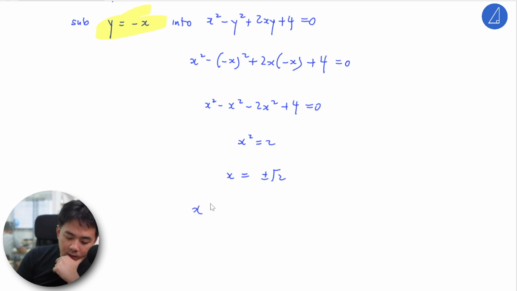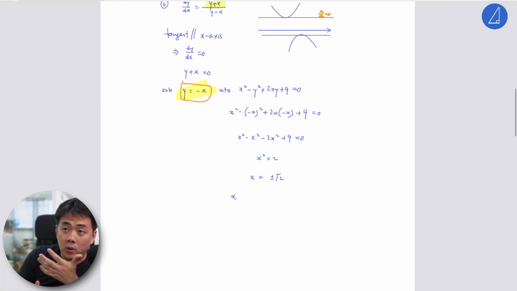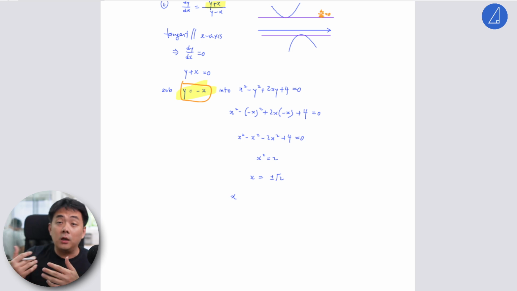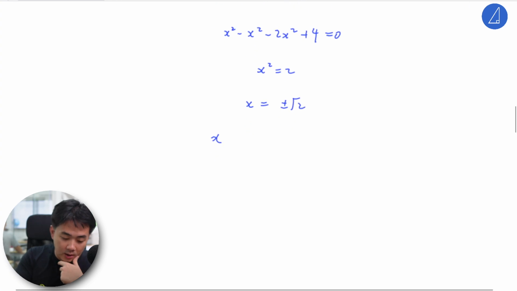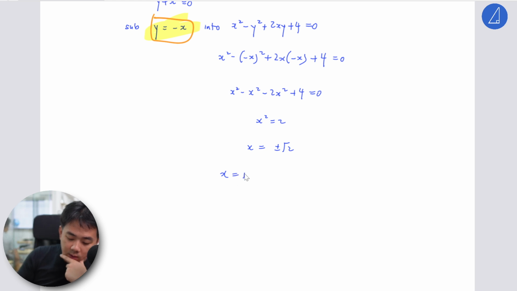Then we use the linear equation to solve for y, because you don't want to have a situation where you need to reject one. Linear is easier because there's only one solution. So I'm going to use y equals negative x. When x equals root 2, y equals minus root 2. Then when x equals minus root 2, y equals root 2.